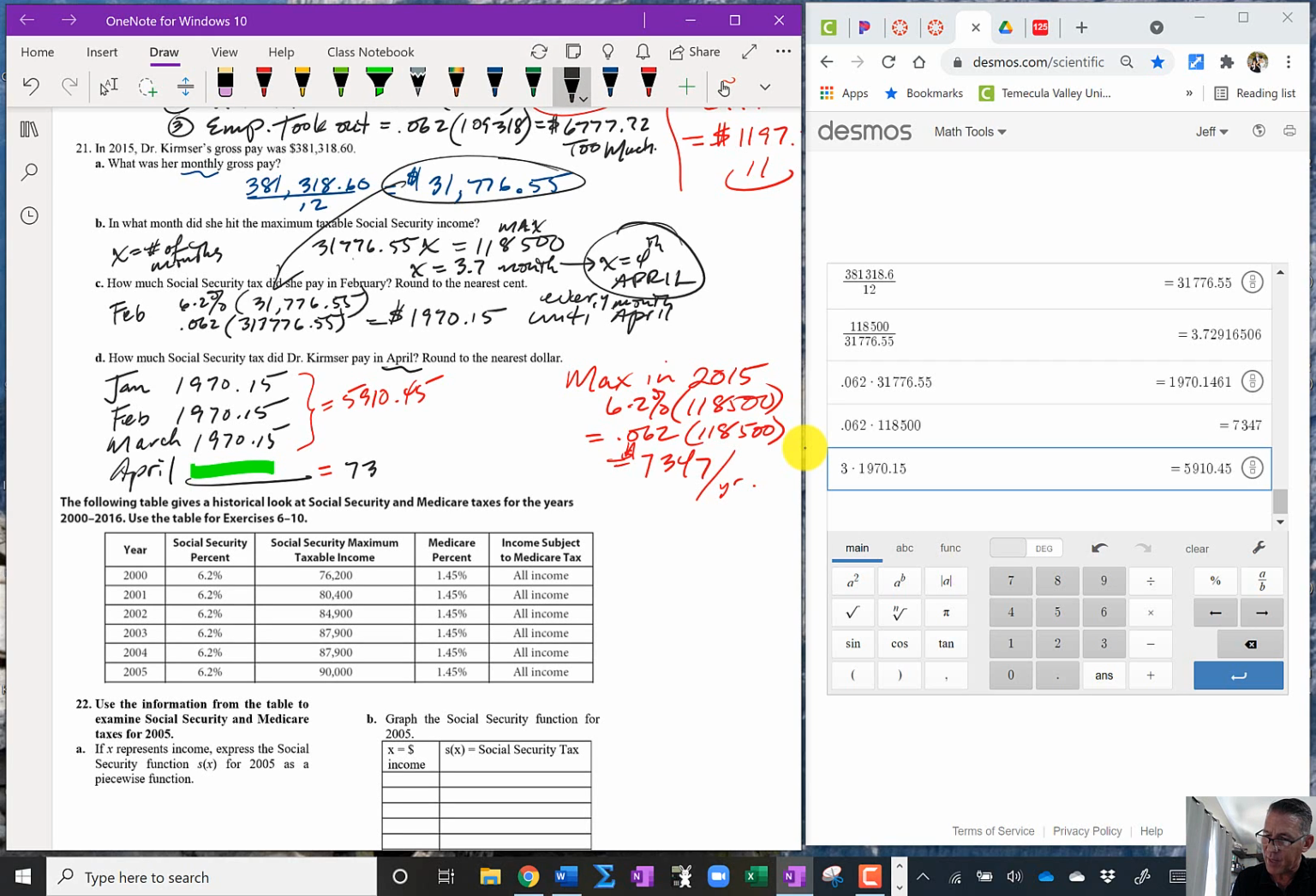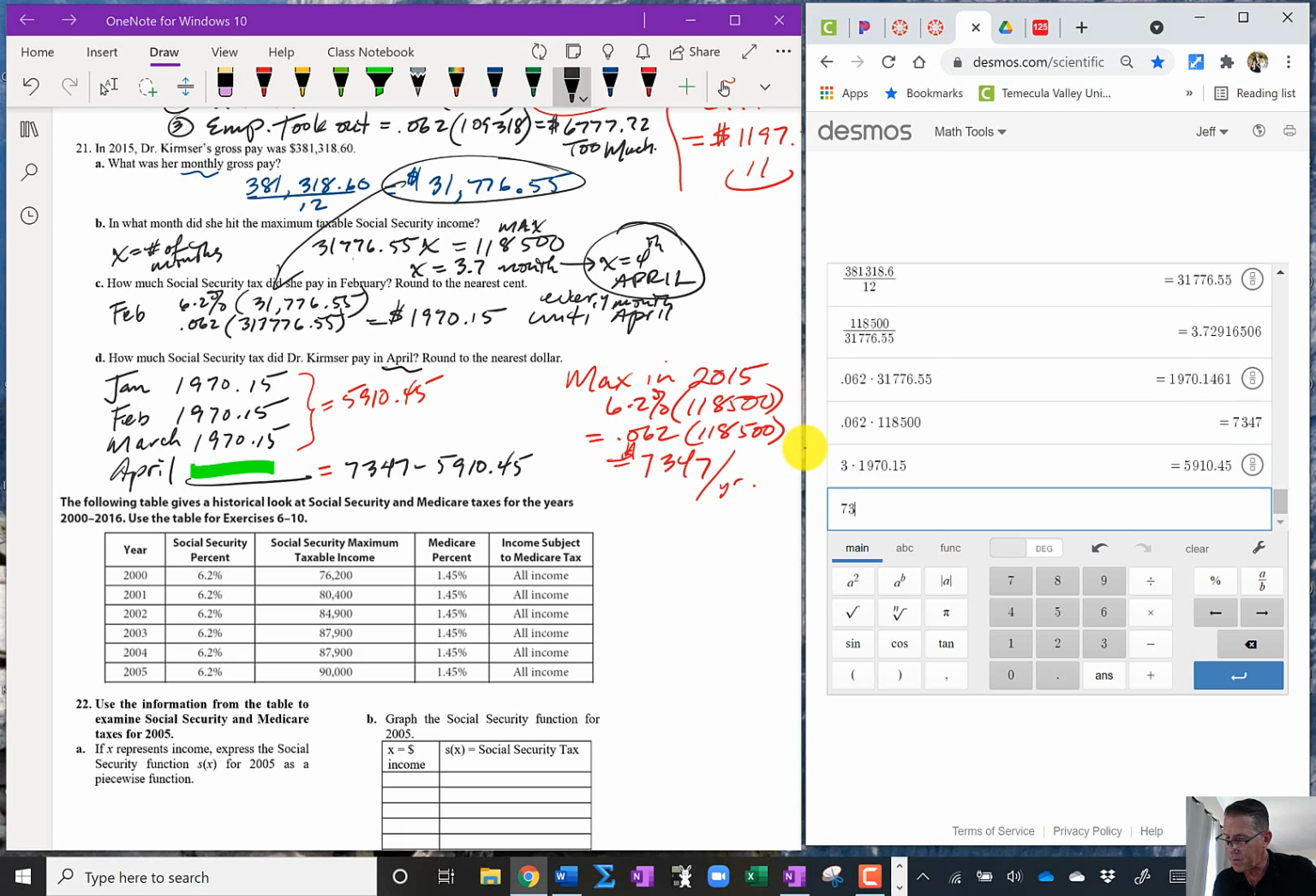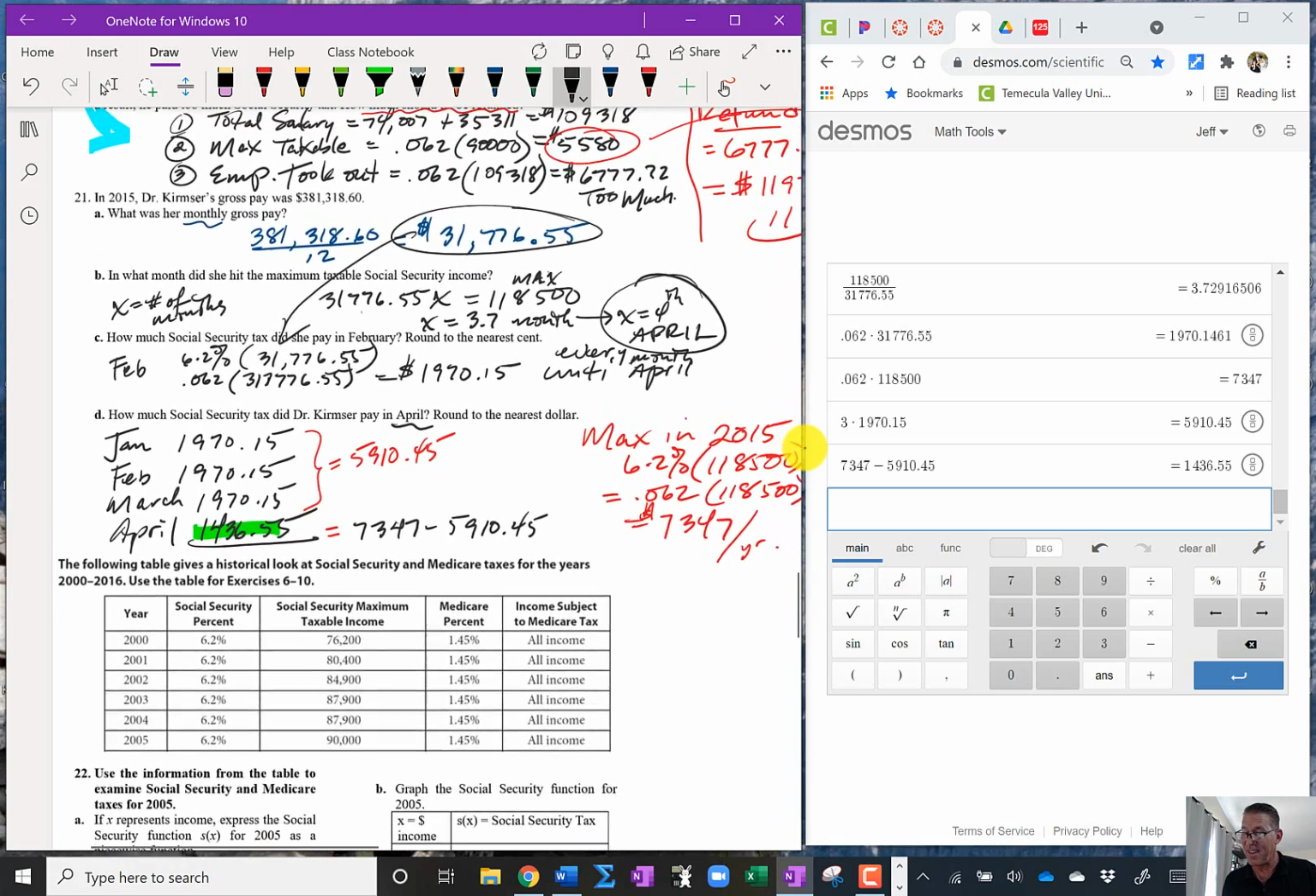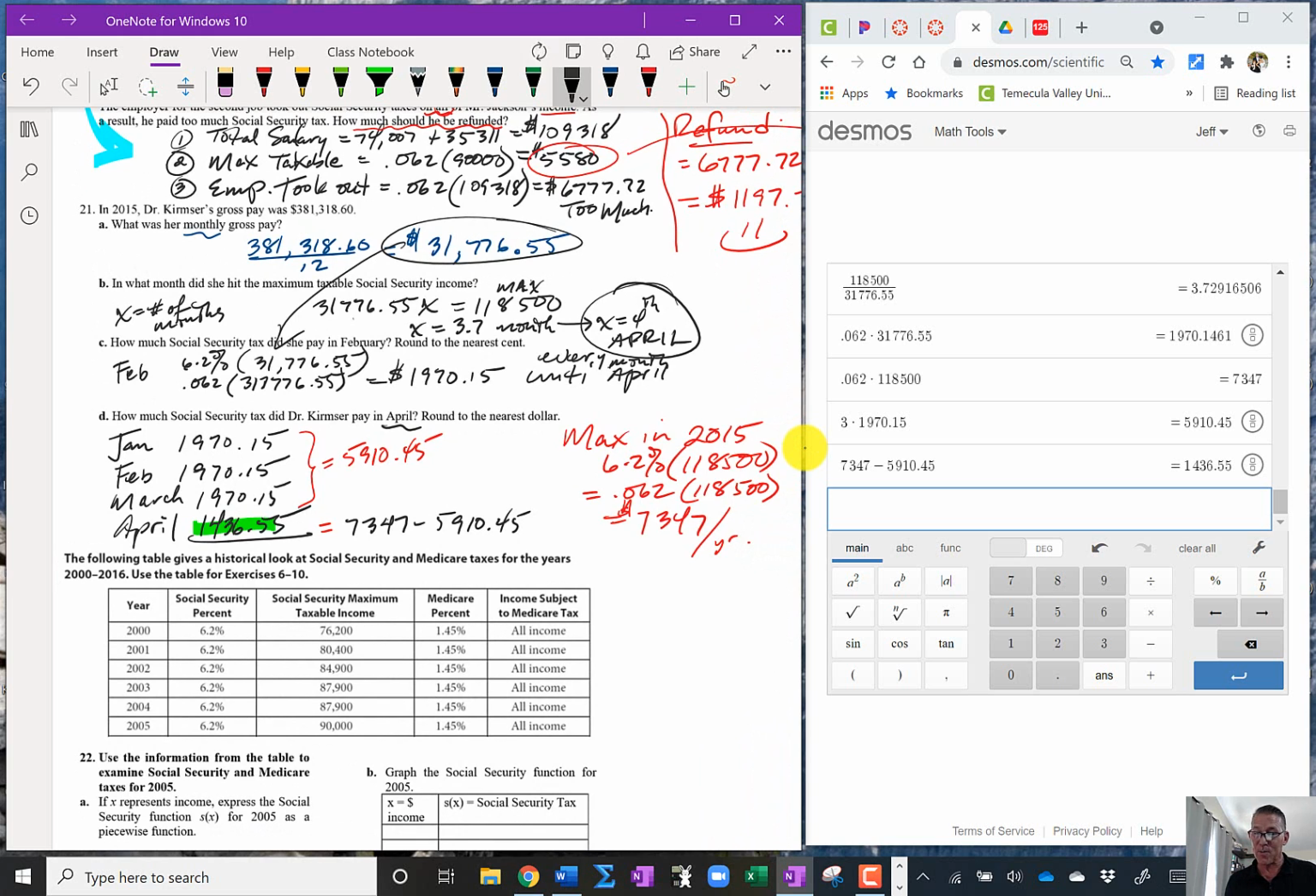Here we go. Let's take a look at the next problem here in 22. The table gives a historical look at Social Security and Medicare taxes in the years 2000 to 2016. I only captured a part of it. Ignore this part right here. And in number 22, use the information in the table, which is the same table we've been working with this entire time, to examine Social Security and Medicare for 2005. So we're going to be looking in the table here. Okay, so we're going to focus in on this year.